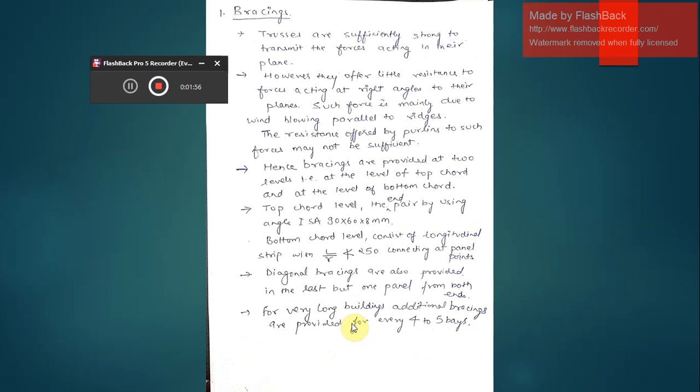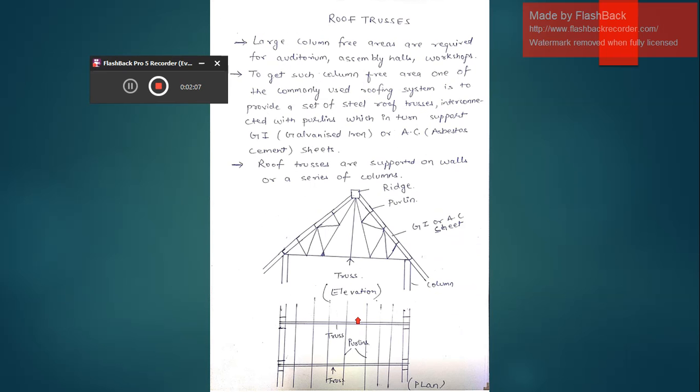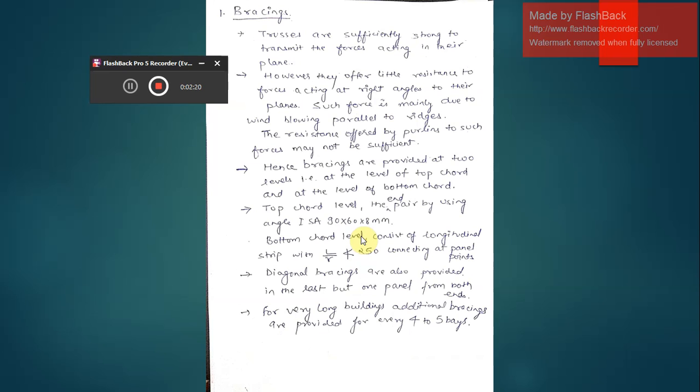Next comes the bracing. So what is the bracing? As we all know, the trusses are sufficiently strong to transmit the forces acting in their plane. That means if the load is coming along the plane of the truss, they are sufficient to carry or transmit the forces. However, they offer very little resistance to the forces that are acting at right angles to their plane.